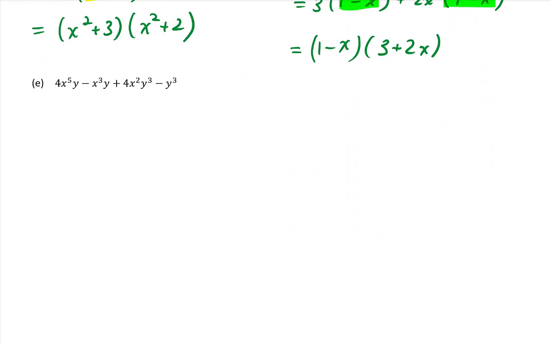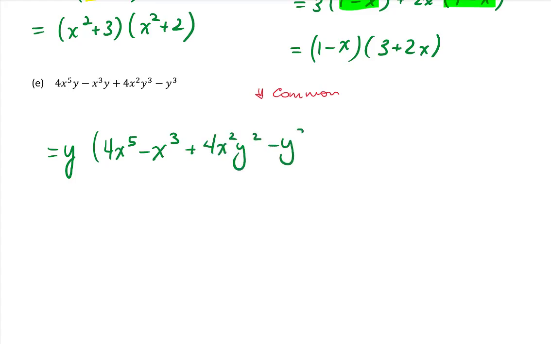And finally, E. We have 4x to the 5th y minus x cubed y plus 4x squared y cubed minus y cubed. It looks like a big mess. However, this expression has 4 terms. But again, our first rule is to common factor if possible. So we see there is a common factor here of y. So if we factor out the y, we have 4x to the 5th minus x cubed plus 4x squared y squared minus y squared.